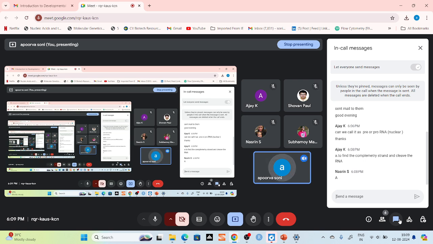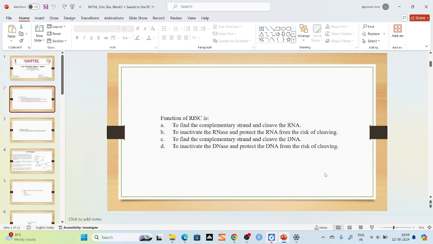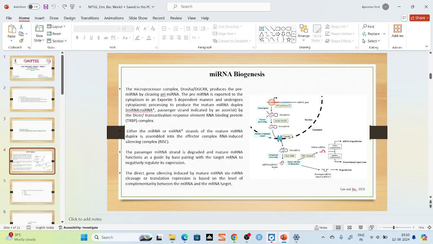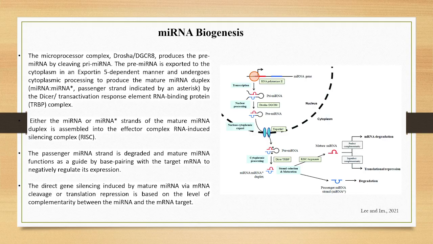So Ajay and Nazreen have answered. Ajay has answered A, that is, to find the complementary strand and cleave the RNA. And Nazreen has also answered A. So it is correct: the function of RISC is to find the complementary strand and cleave the RNA. So this is just a general overview of the miRNA biogenesis.